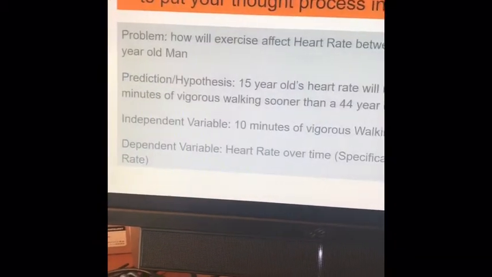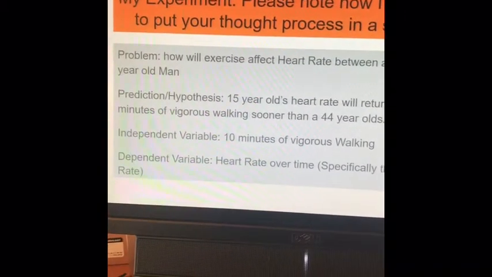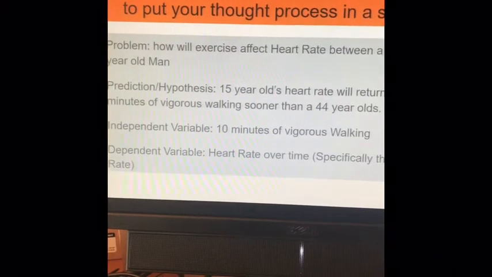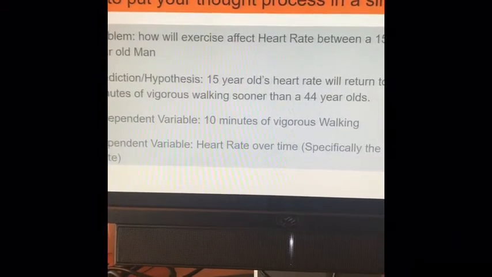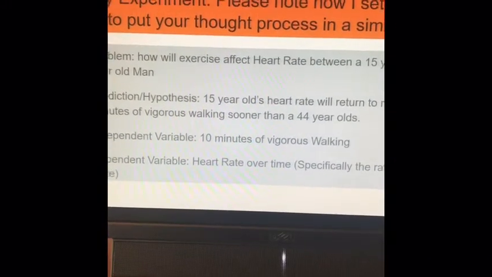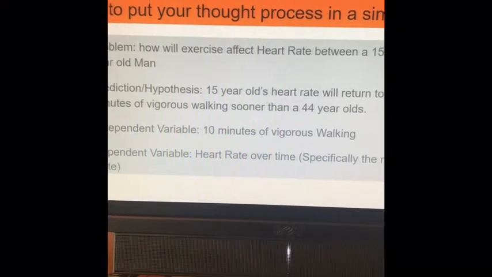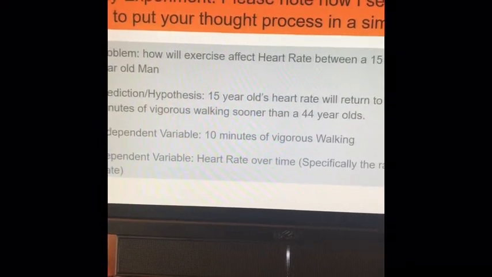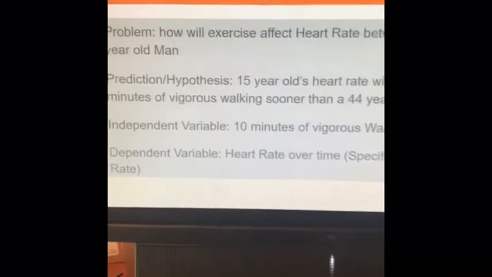So here's my experiment. Please note how I set it up and try to put your thought process maybe in a similar place. So they basically wanted you to come up with an experiment that asks what effect exposure to extreme temperature, such as cold, has on your heart rate? What effect do changes in physical activity have on your heart rate? And what effect do different body positions have on your heart rate?